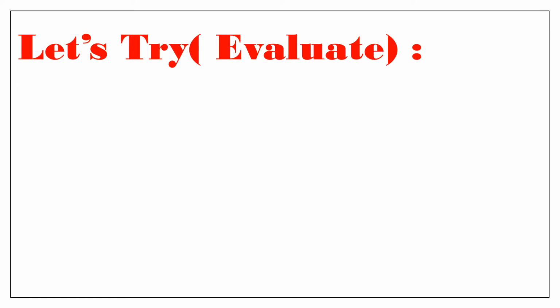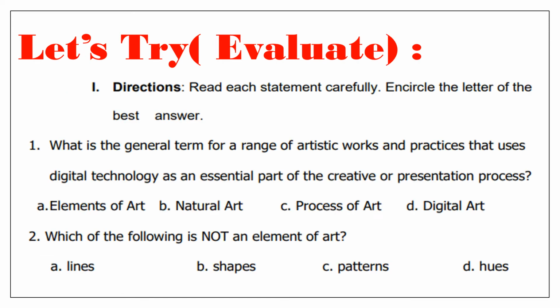Let's try. Directions: Read each statement carefully. Encircle the letter of the best answer. Number 1. What is the general term for a range of artistic works and practices that uses digital technology as an essential part of the creative or presentation process? A. Elements of art. B. Natural art. C. Process of art. D. Digital art.